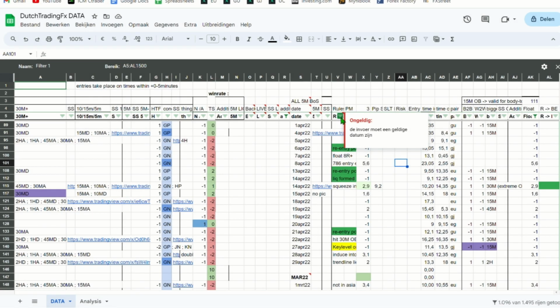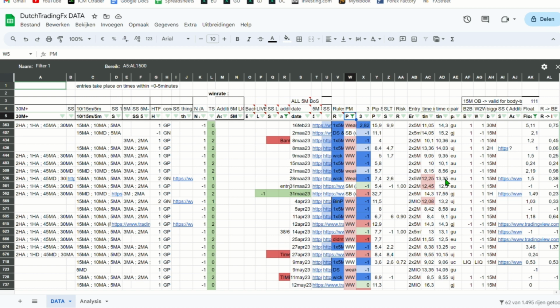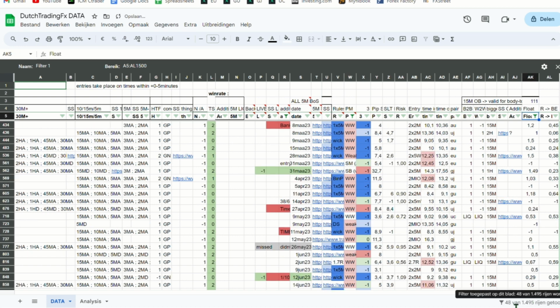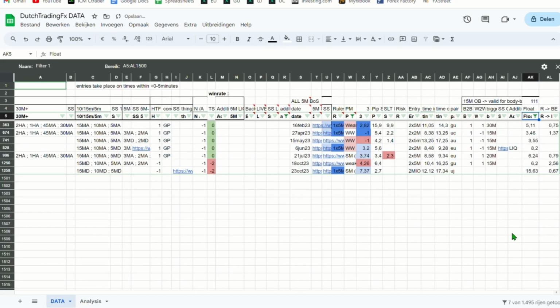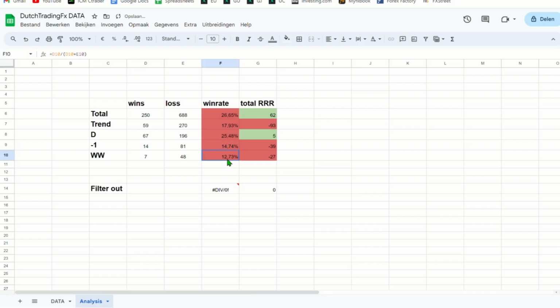For my last rule, this is my only discretionary rule, which means it's based on just my eyesight. Does it look good or does it not look good? This rule is about how strong the break of structure is. This means that the break of structure was very weak, not a lot of momentum. If I filter for that, I will have 48 losses. Let's put that in. And it will have 7 wins above 3R. Very low win rate, 12%. So you would definitely want to filter this one out.